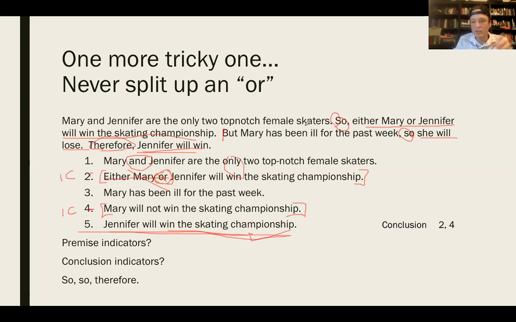And then notice we've got these things here, right? So 1, Mary and Jennifer are the only 2 top-notch female skaters. What is that doing in there? Well, that's giving you reason to believe that one of them is going to win, right? So guess what? That's an intermediate conclusion, and it's supported by 1. And then Mary will not win the skating championship. How do we know that? Well, she's been sick, right? So that's intermediate conclusion 3 there, and it's supported by premise 3. Make sense?